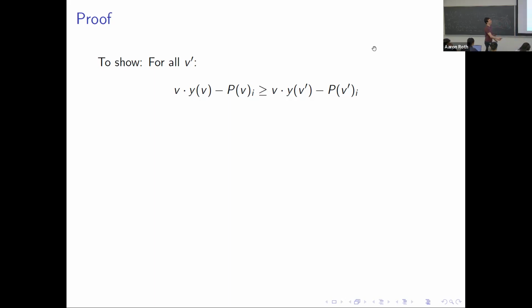Okay, so dominant strategy truthfulness just means for all V prime, it had better be that V times Y of V minus the payment you make when you report V, that's just your utility when you tell the truth, is at least V times Y of V prime minus the payment you need to make when you report V prime, that's your utility when you lie. Okay, so this is just a restatement of what we need to prove in our notation. Clear?